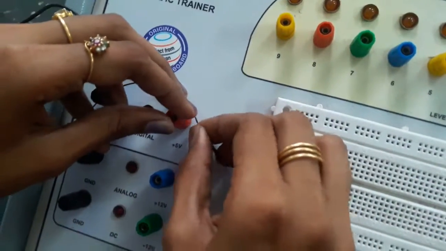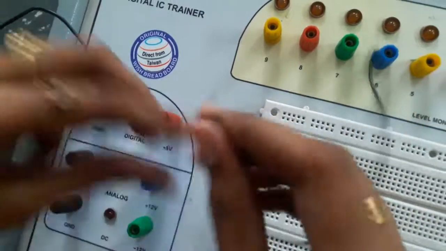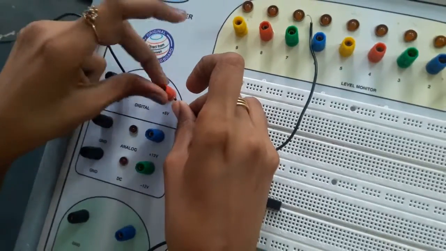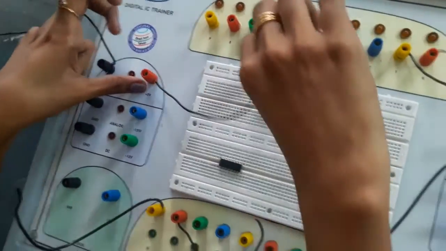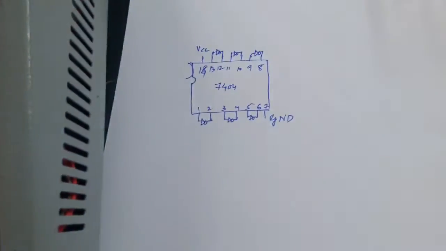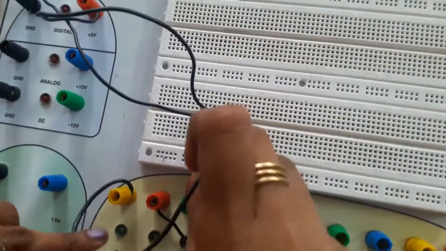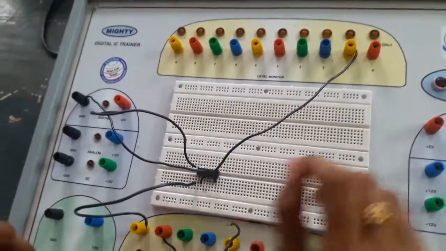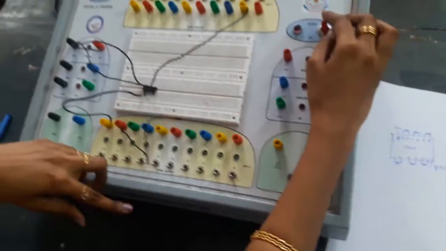Here inside this you have a small hole. Insert your wire inside the hole and close this. This is your 5 volt VCC. Connect it to the same column of the 14th pin. Next, similarly connect the ground and the input. Ground is in pin number 7. You have only one input, that is pin number 1, and only one output, that is pin number 2. Now turn on the trainer kit.